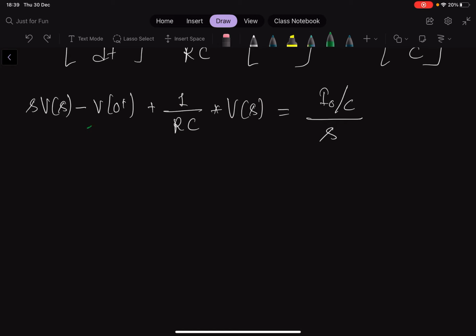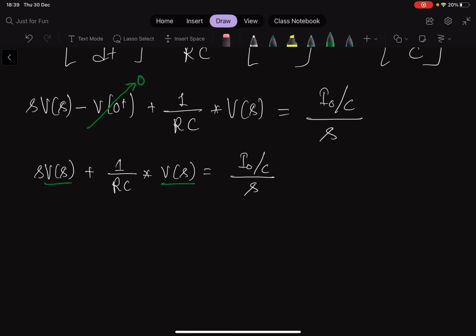So we have this initial condition is 0. So what we get here is s Vs plus 1 over RC times Vs equals I naught divided by C divided by s. And then we can see here that we can take a common of this and this Vs. So if we take Vs common, we're going to get s plus 1 over RC, and then I naught over C divided by s.